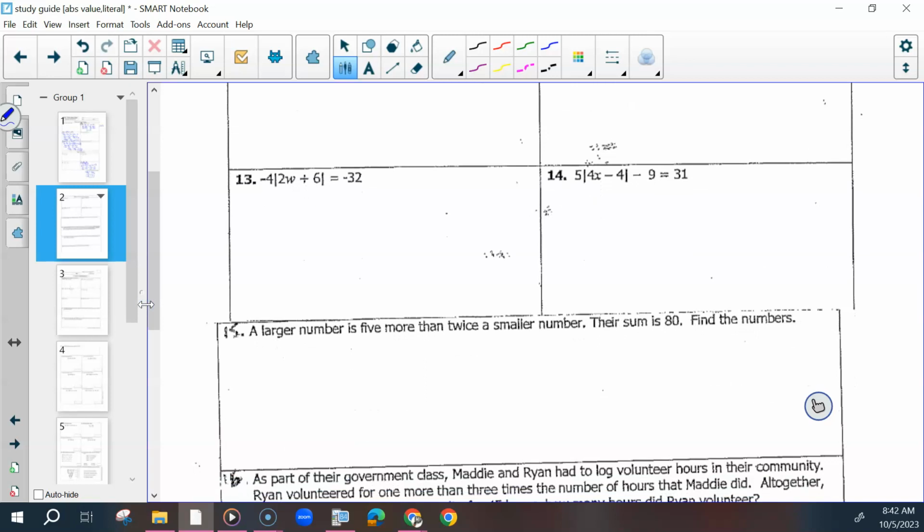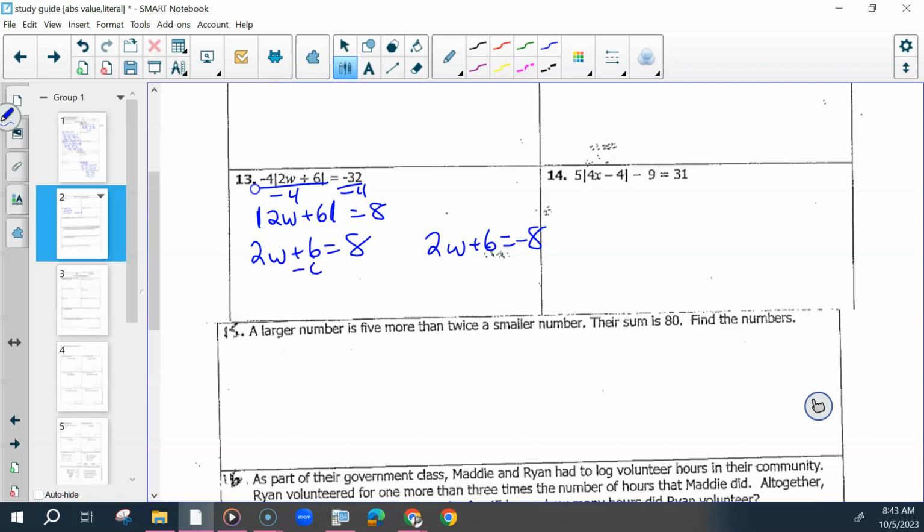So number 13, we would need to isolate the absolute value, get rid of the negative 4 by, right now it's multiplying or it's right next to you, so we can divide both sides by negative 4. Remember that once you isolate the absolute value and if this number were to equal a negative, it would be no solution. But because it equals a positive, we can keep going. Drop the absolute value, set it equal to a positive and a negative 8.